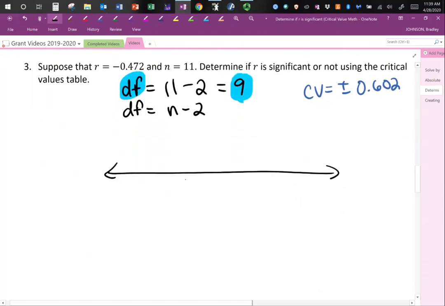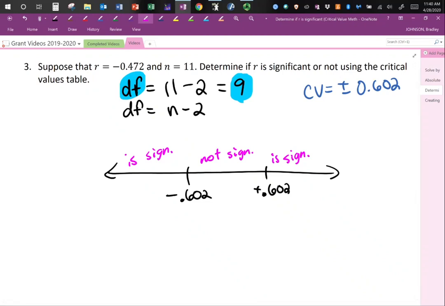And now that we have that, we will draw the number line. Negative 0.602 and positive 0.602. And then we know if it's in the in-between, it's not significant. And then if it's out here, it is significant. And I will just abbreviate now. I don't want to write out significant every single time.